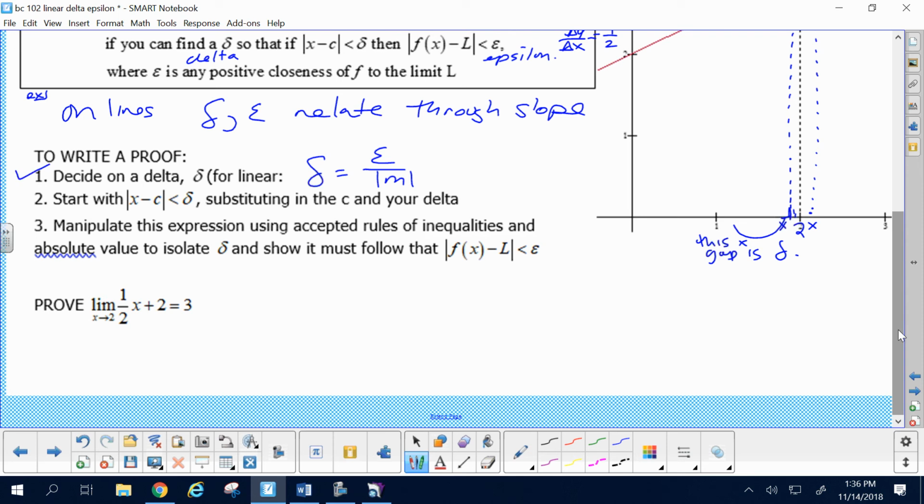You start by deciding on a delta. For this to get however close epsilon away, I need to choose a delta based on how this line slopes. Now, in this case, I would say let delta equal epsilon over the absolute value of a half, or let delta equal twice the y precision you demand. Epsilon represents how close you need to get to the limit.